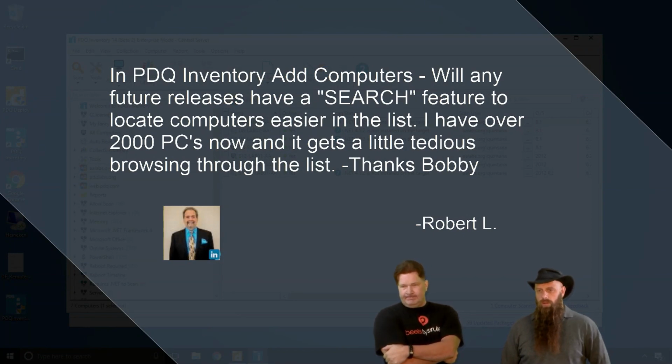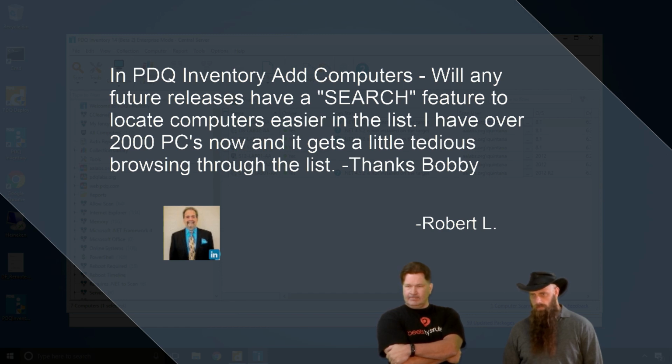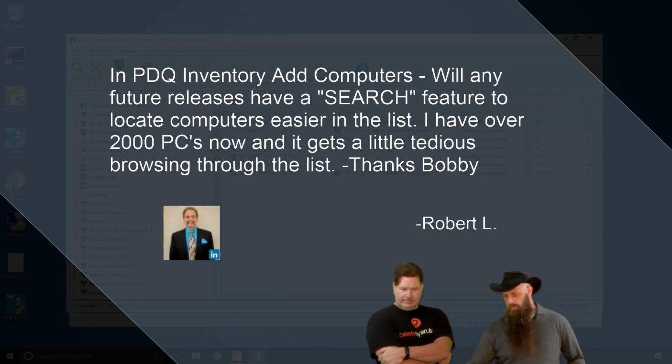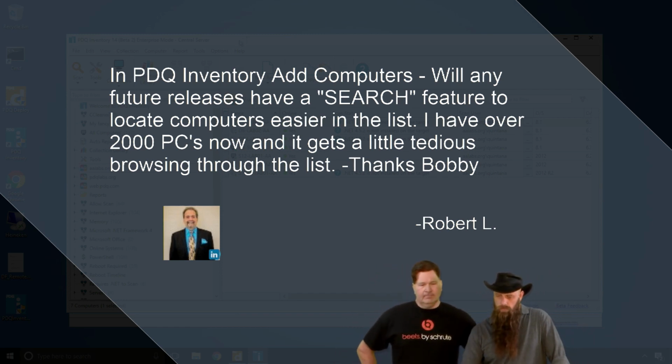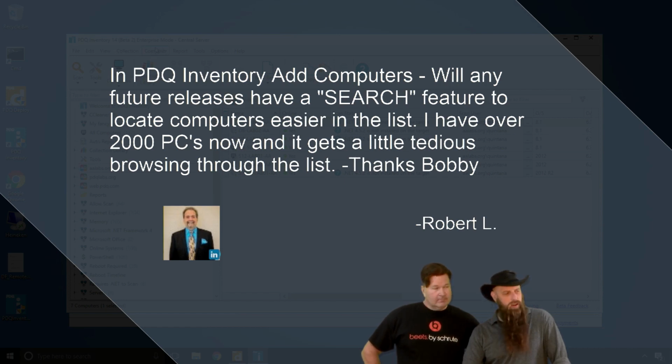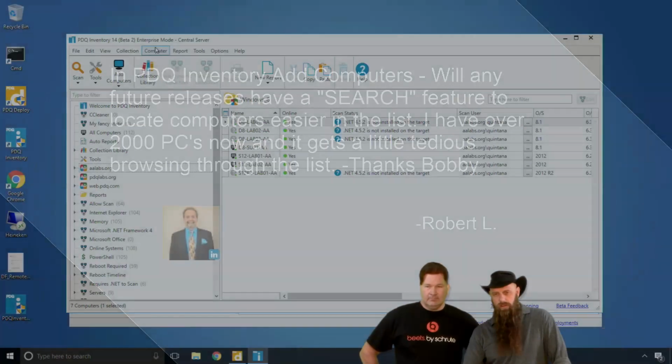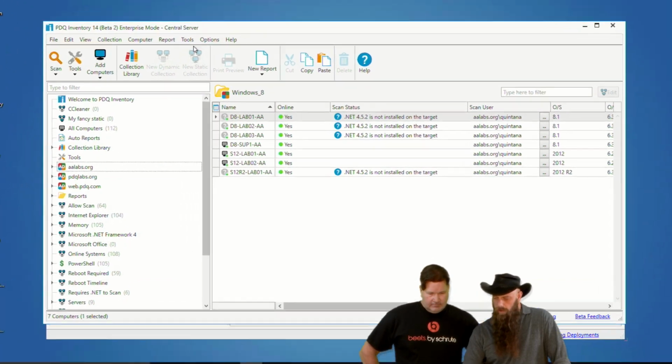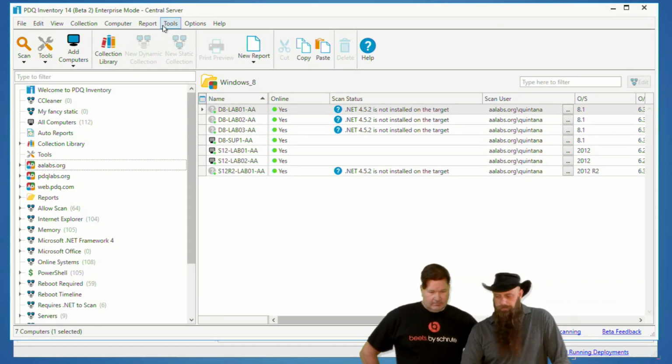Dear Shane and Lex, in PDQ Inventory Add Computers, will any future release have a search feature to locate computers easier in the list? I have over 2,000 PCs now, and it gets a little tedious browsing through the list. Thanks, Bobby. In a very, very near release. In fact, we have it on right now. This is beta 2 of 14. PDQ Inventory 14 is coming out very soon, and you can grab the beta now.